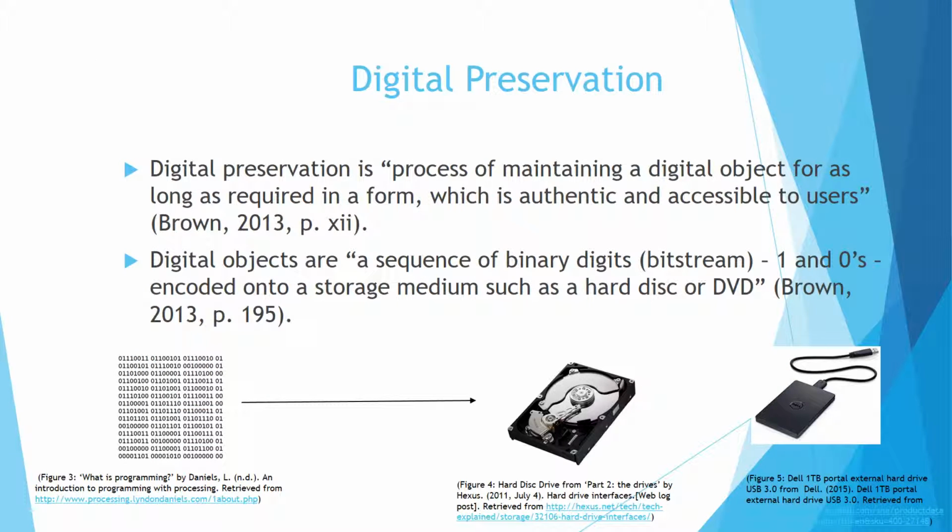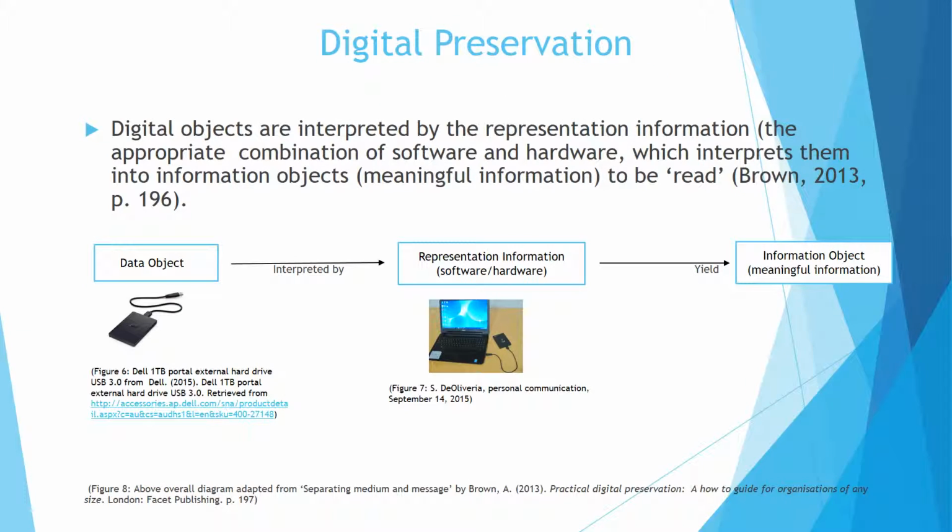According to Brown, digital preservation is the process of maintaining a digital object for as long as required in a form which is authentic and accessible to users. Now, digital objects are a sequence of binary digits, ones and zeros, encoded onto a storage medium such as a hard disk. As can be seen by Brown's diagram below, digital objects are interpreted by the appropriate combination of software and hardware, which converts them into information objects, that's meaningful information, which then can be read.